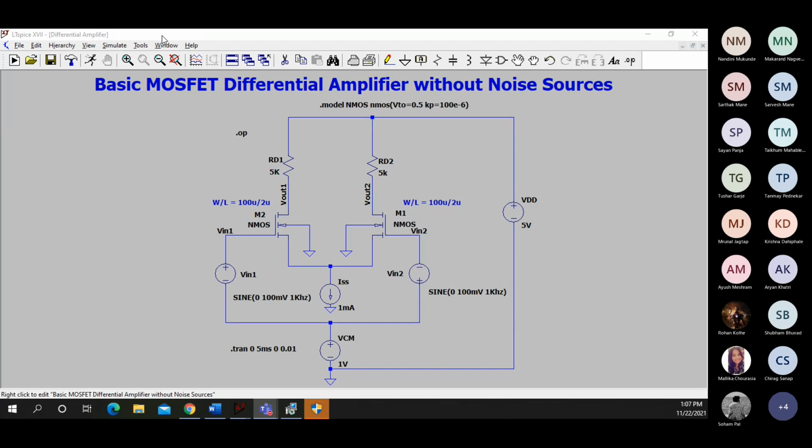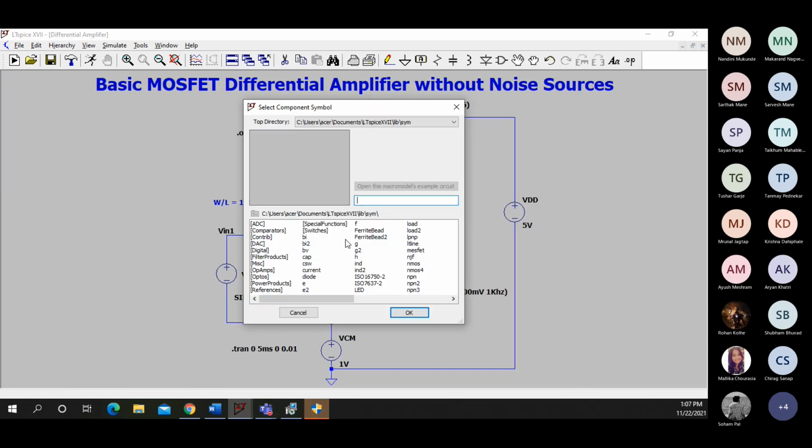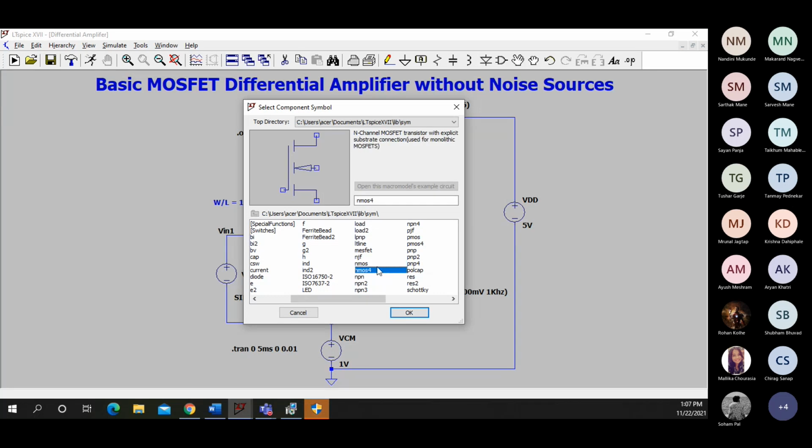The MOSFET that you will use is NMOS4. Don't use the plain NMOS. If you use that NMOS, source and body are shorted. We want to be able to connect each and every terminal where we want. That is why NMOS4.